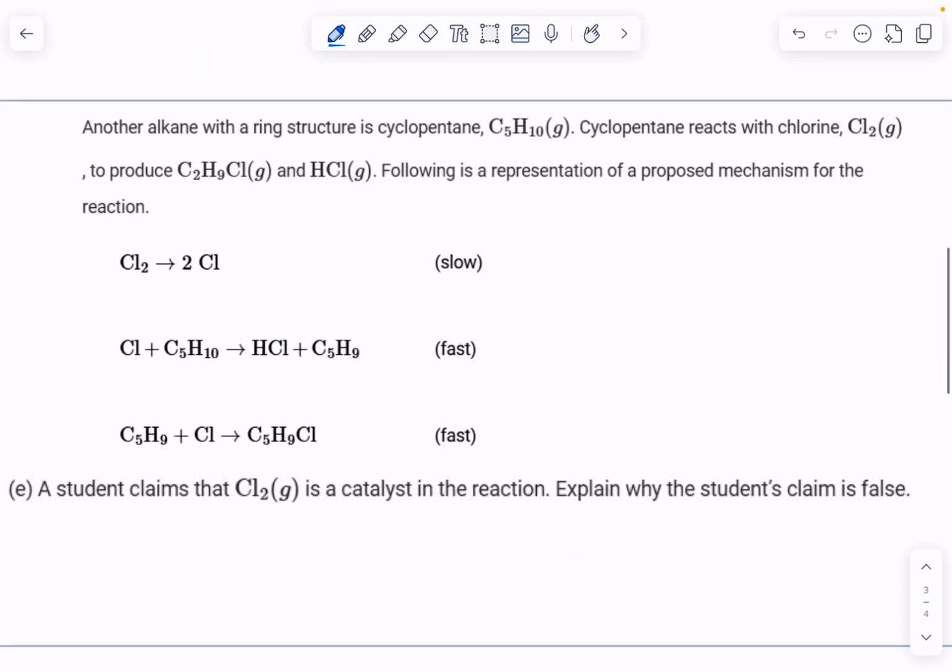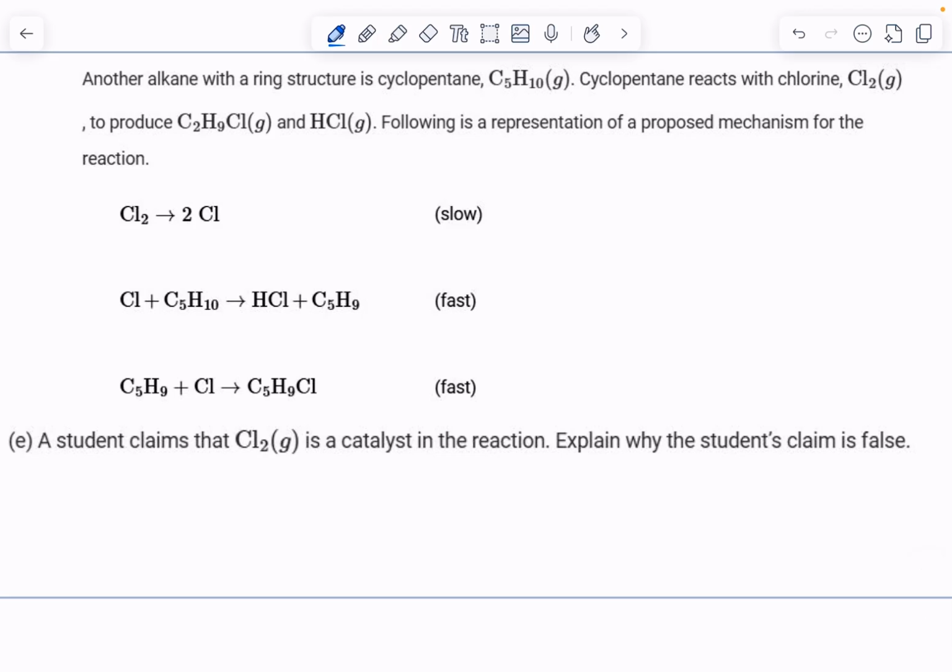Okay. Here is a free response question. We have a claim here. A student claims that Cl2 is a catalyst in the reaction. Explain why the student's claims are false. Okay, so Cl2 appears here. It gets consumed and turns into chlorine. And at the end of the reaction, there should be chlorine too if it were a catalyst, but it's not. So just based off the reactions, I can identify that this is not a catalyst.